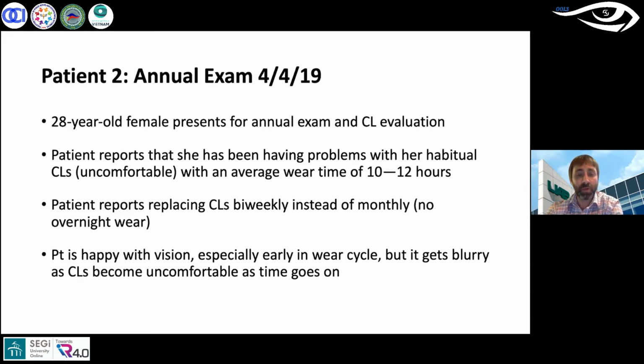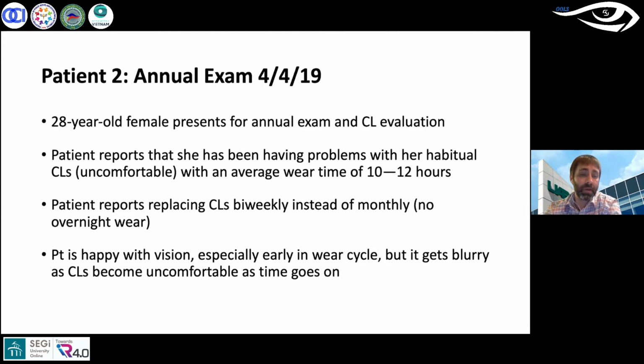This patient is wearing a monthly lens, though she replaces them every 2 weeks, which she says helps with comfort, but that's bad for your pocketbook. You're basically wasting money. You're going through 2 years' worth of contact lenses in 1 year to try to make yourself feel comfortable. And maybe because of that, you should switch contact lenses.